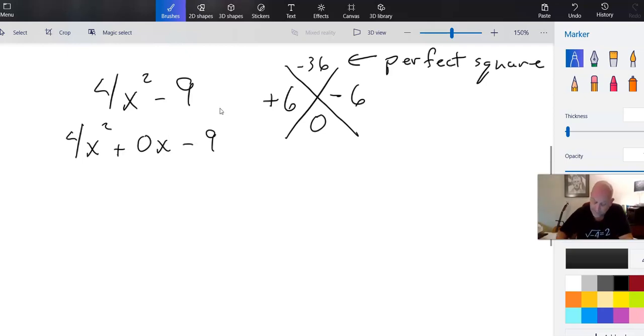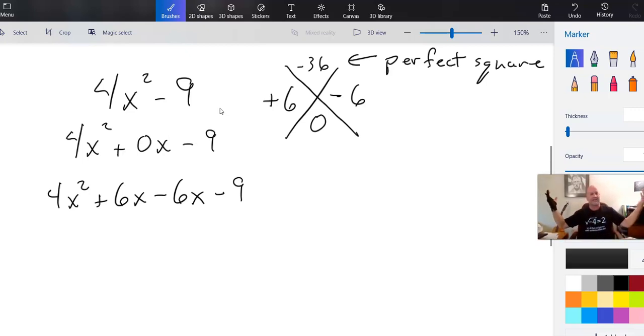Okay, now that we have 6 and negative 6, what that means is 0x can now be rewritten as plus 6x minus 6x minus 9. Suddenly we have 4 terms again. It's like magic. Actually, I'll be honest, a lot of mathematics seems like magic even to me. I've seen the explanations and it still feels like you're pulling things out of the air.